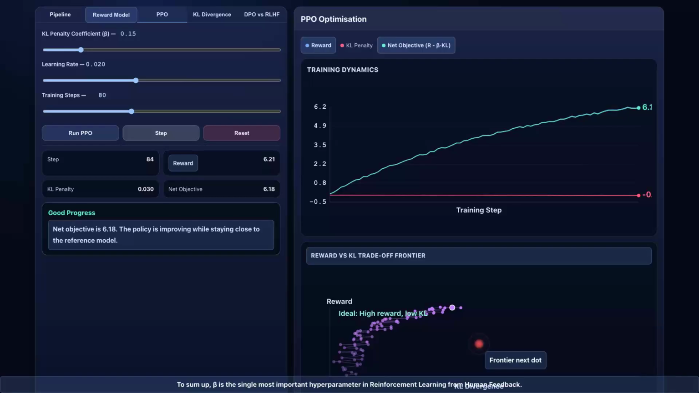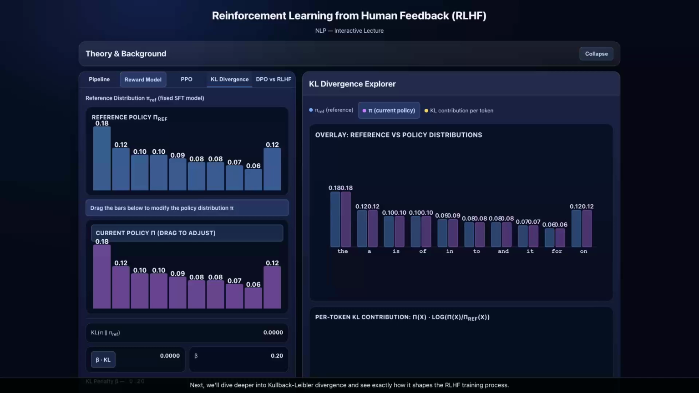To sum up, beta is the single most important hyperparameter in reinforcement learning from human feedback. Too low, and we get reward hacking. Too high, and the model can't learn. These charts are essential tools for monitoring real RLHF training runs. Next, we'll dive deeper into Kullback-Leibler divergence and see exactly how it shapes the RLHF training process.